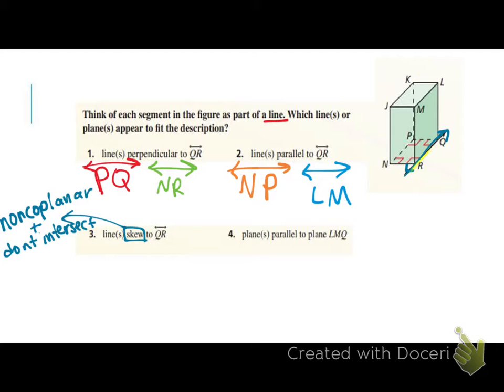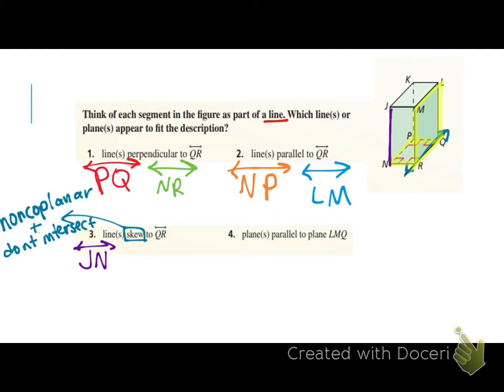So what parts of the box is QR a side of? This side over here, the right side, and then the bottom. So we can't name any of those segments because they're on the same plane as QR. So give me an example of what is skew to QR. JN is one of them.